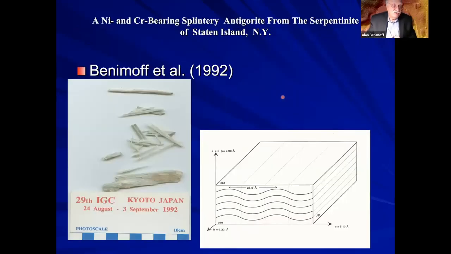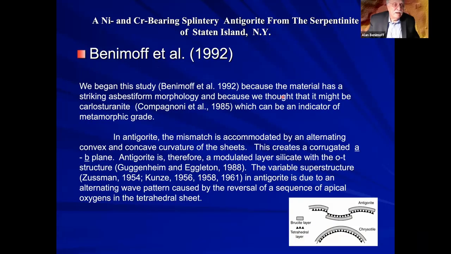And then I came across this. I analyzed this material here. A fellow came over to me who I happen to know, and he said they were putting a sewer in, and they got this material, looks like fibers. It turns out to be an antigorite that has a lot of nickel and chrome in it. And we did some work on this, as you could see. And we began to study it because the material has a striking asbestiform shape.